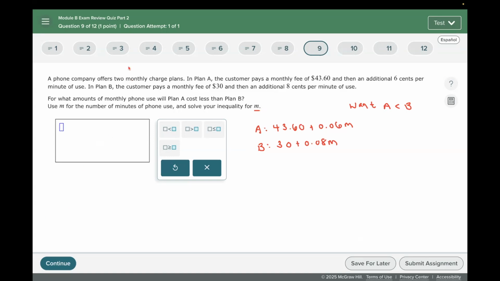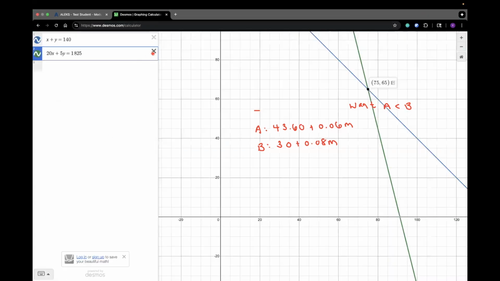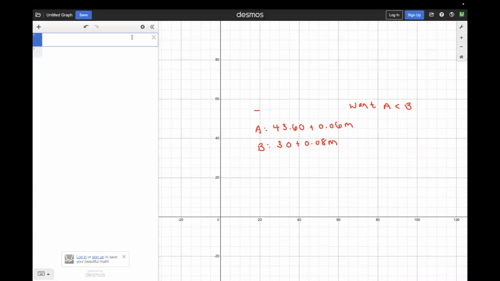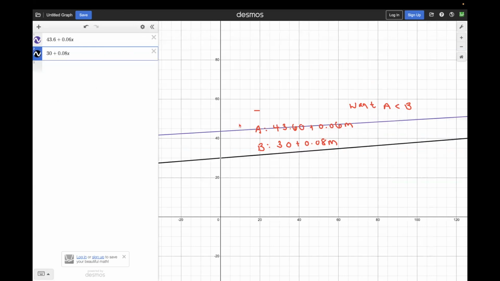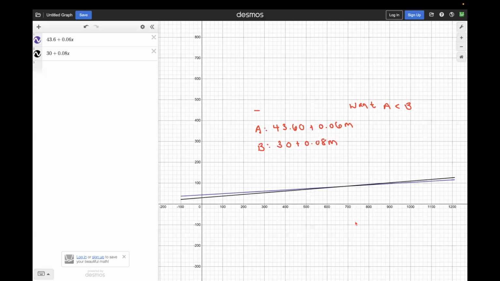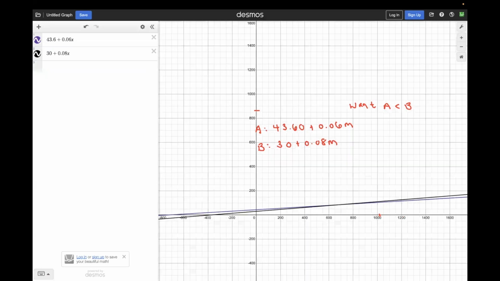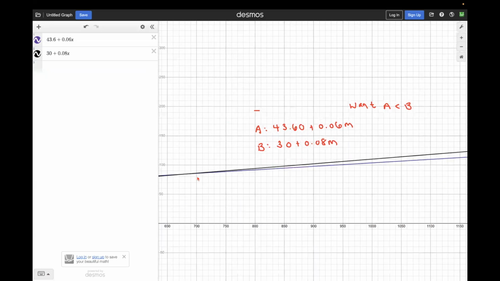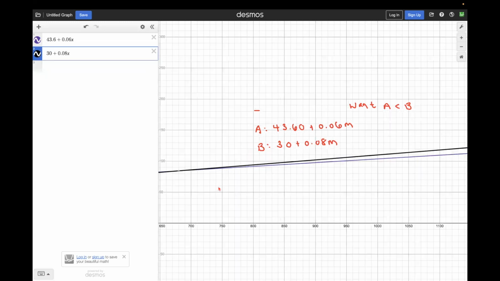Again, another one, we could do it by hand, but why don't we just go to Desmos and read off the answer from there? So we have 43.6 plus 0.06x, sorry. And then we have 30 plus 0.08x. All right, purple line is Plan A. We want, when is the purple line under the black line? So let's zoom out. All right, where do they intersect? Here's the intersection.